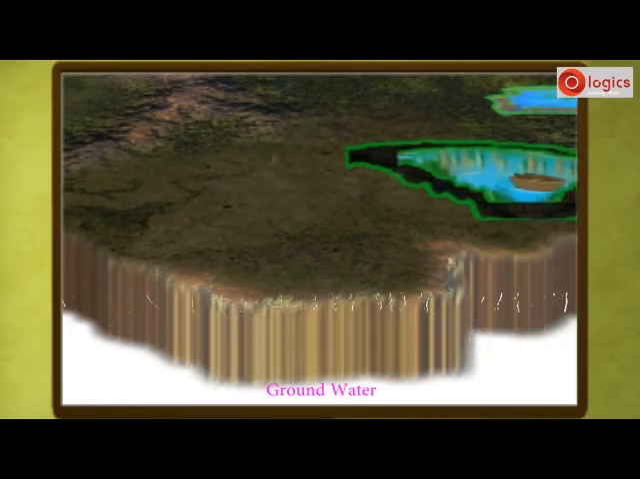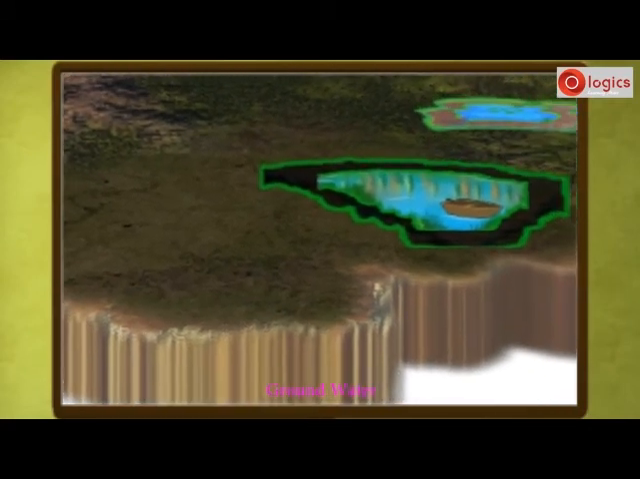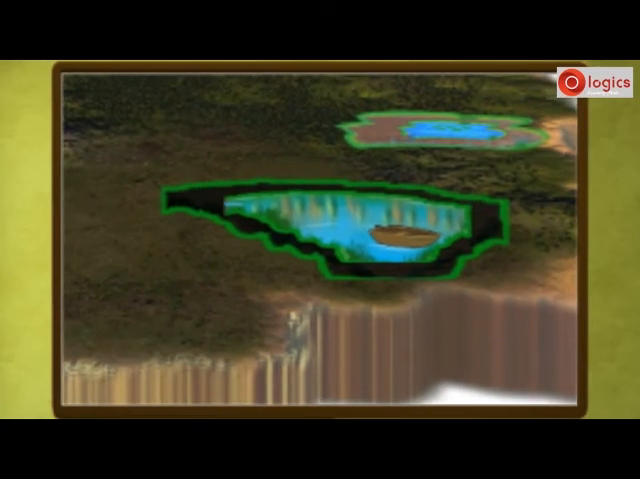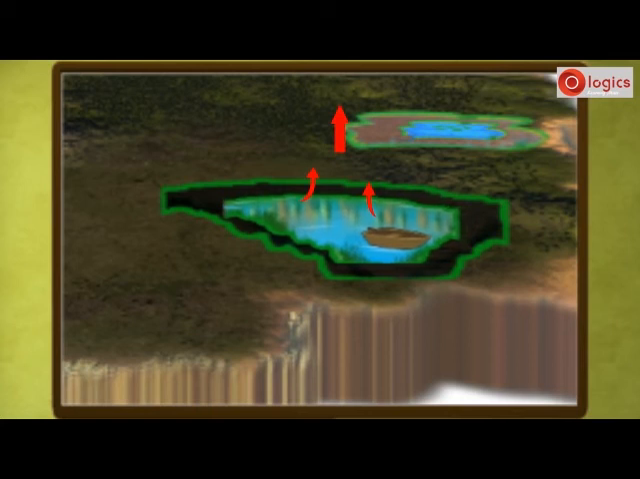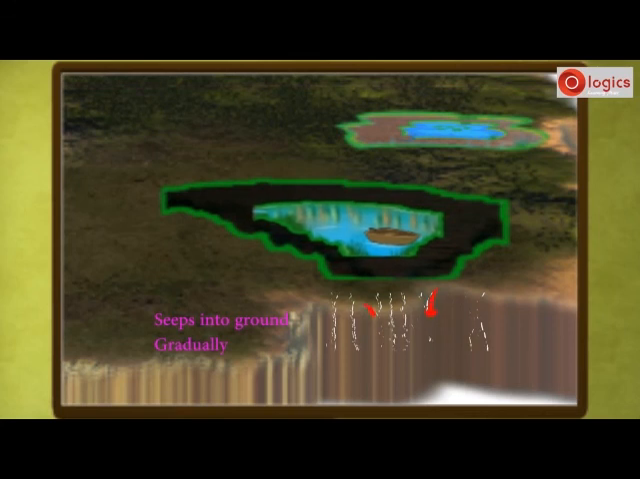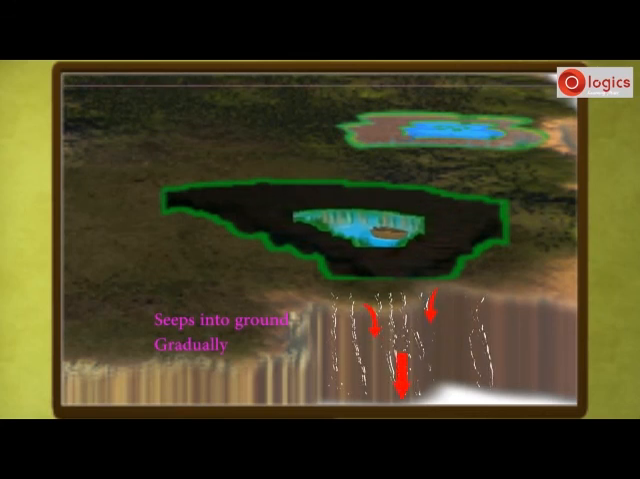Lakes also become a source of groundwater. See here, some of this water is brought back to the air by the process of evaporation. The rest seeps into the ground gradually, and it also becomes a source of groundwater.